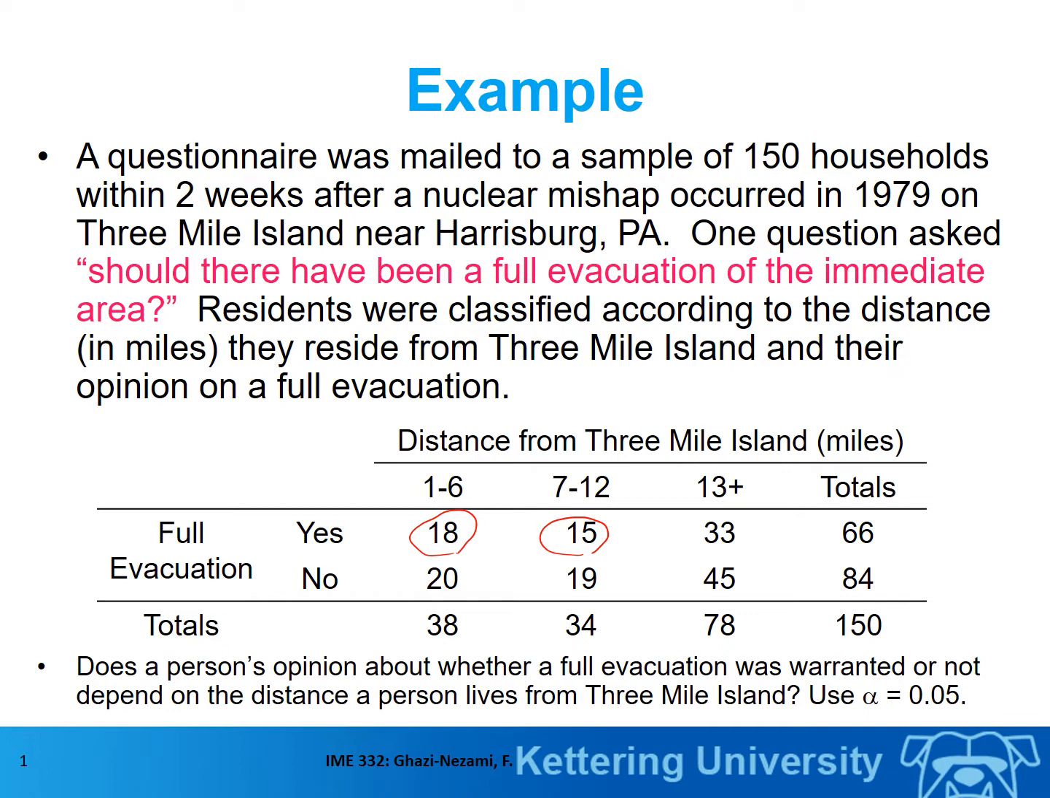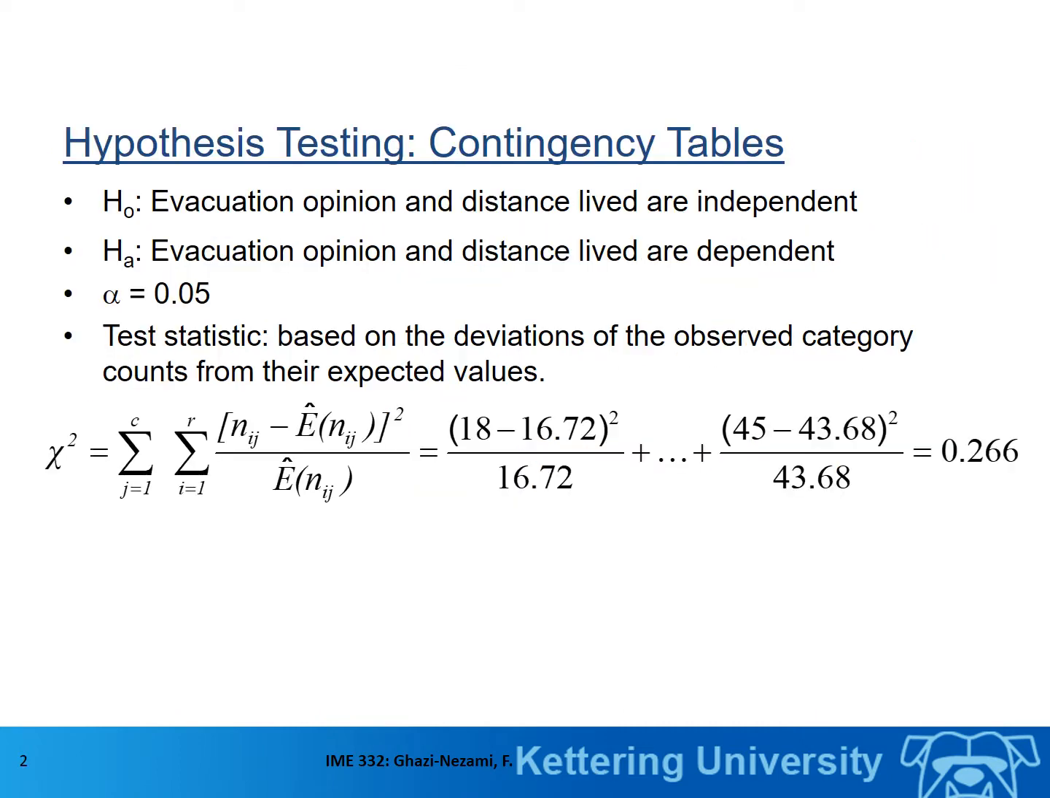So the same as before, we need to provide our H0, H1, calculate the test statistic, compare it with the critical threshold, and conclude. So what is our H0? Evacuation opinion and distance are independent, whereas H1, what we wanted to test, is that evacuation opinion and distance lived are dependent. So again, be careful that we always put dependency in H1.